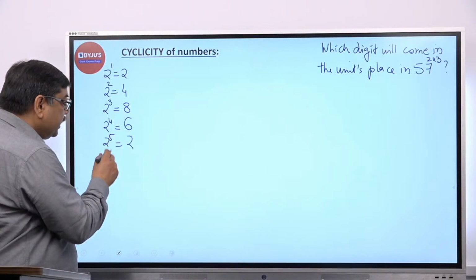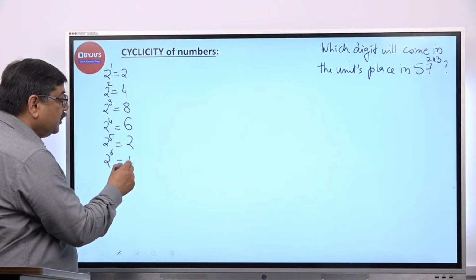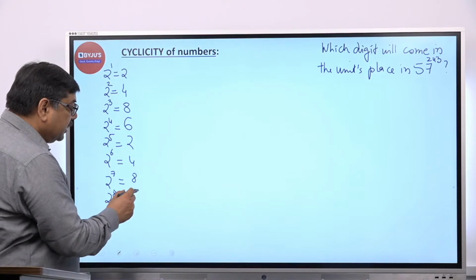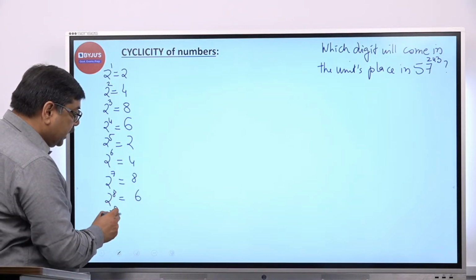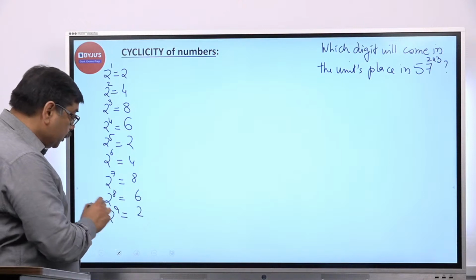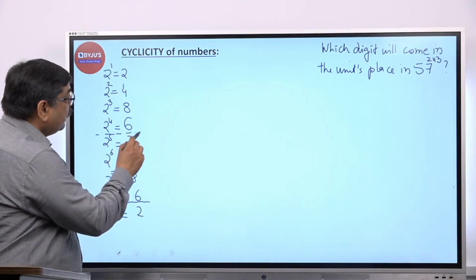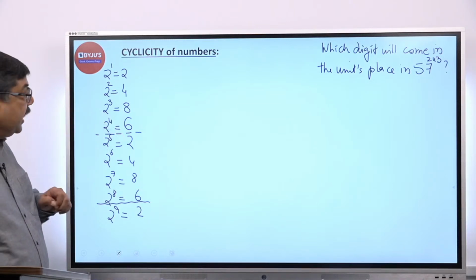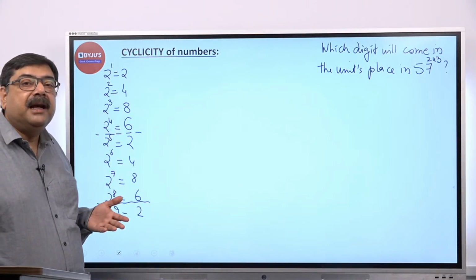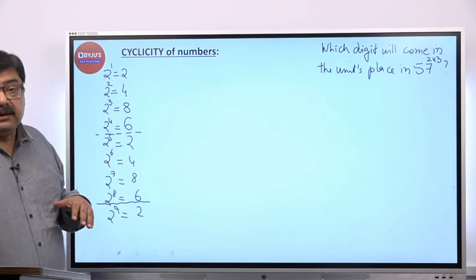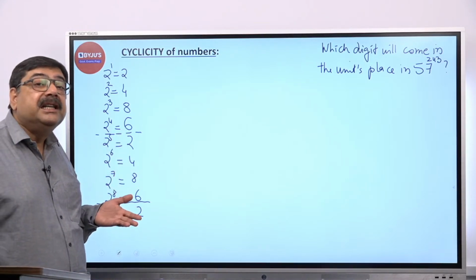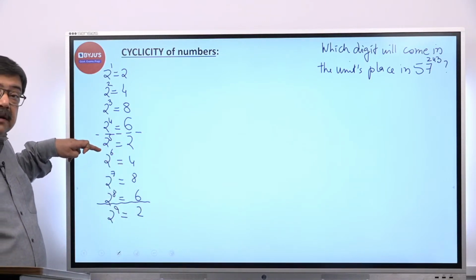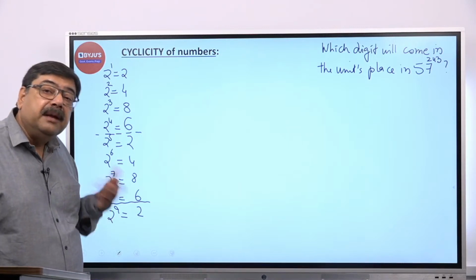Now again, if you write 2 power 5, you will get 2. 2 power 6, again you will get 4. 2 power 7, again you will get 8. 2 power 8, again you will get 6. 2 power 9, again you will get 2. So as you can see here, the cyclicity for the number 2 is 4. It has a cycle of 4. What do I mean by that? After every fourth power, the units digit will repeat.